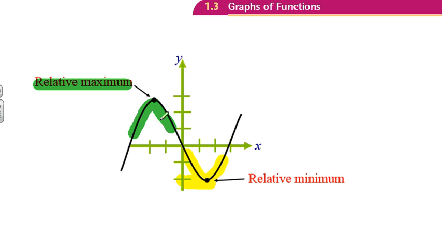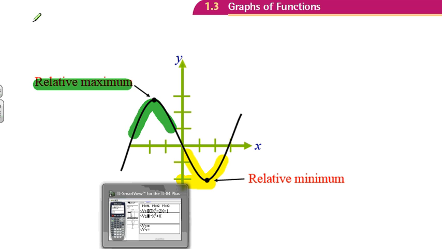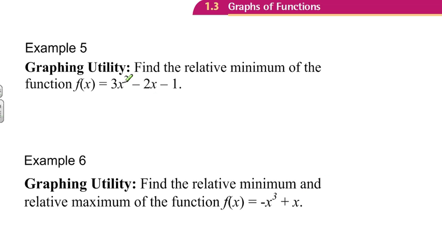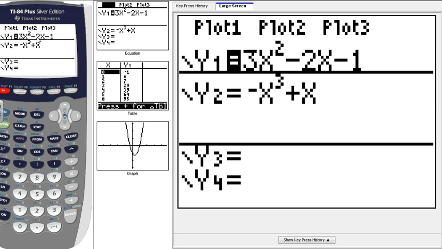So we're going to find the relative maximums and minimums using our graphing calculator, so go ahead and get those out. All right, let's graph this one right here: f of x equals 3x squared minus 2x minus 1. We're going to find the relative minimum. And then over here, we're going to find the minimums and the maximums. Let's put this in our graphing calculator. I've already done that, actually. I put both of them in.